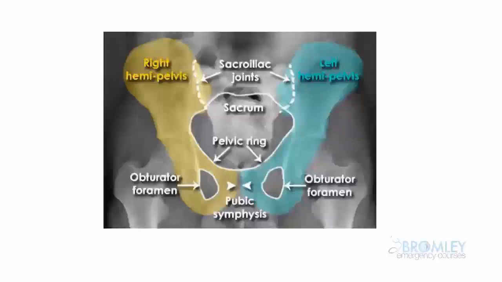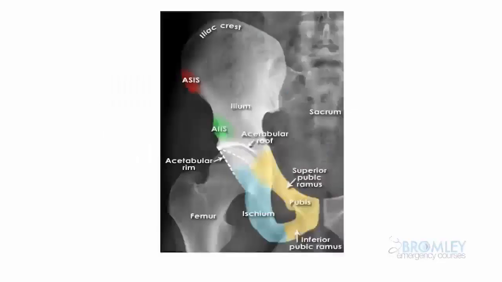This is just another view just to show you the different structures. So that's the iliac crest, anterior superior iliac spine, anterior inferior iliac spine, and that's the acetabulum, which is articulating with the head of femur. That's the ilium. Of course, you've got the superior and inferior pubic ramus, and that's part of the ischium.